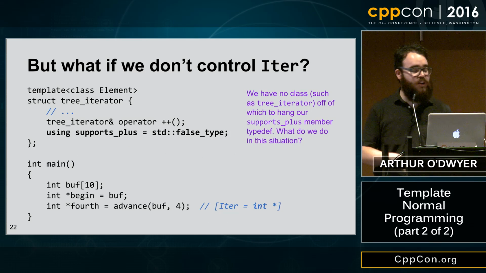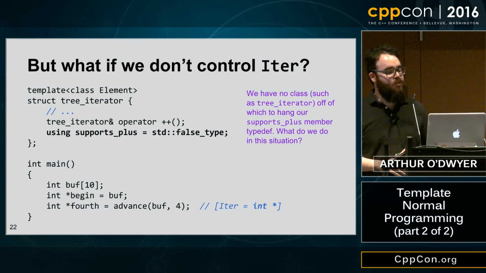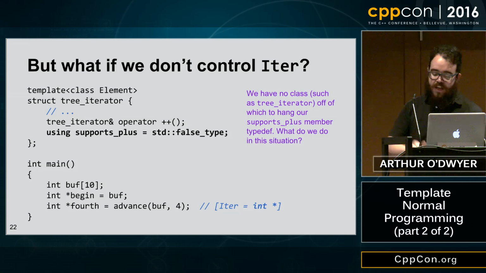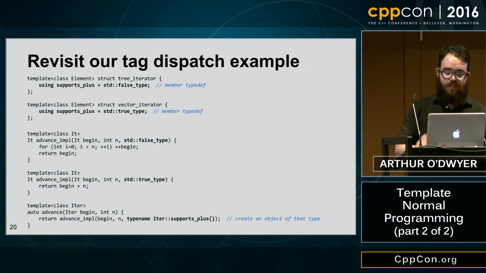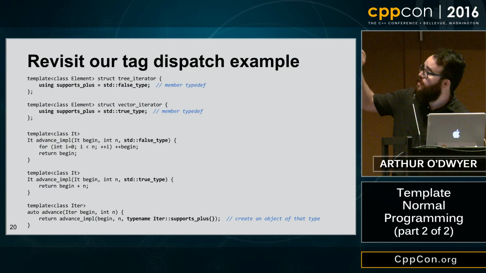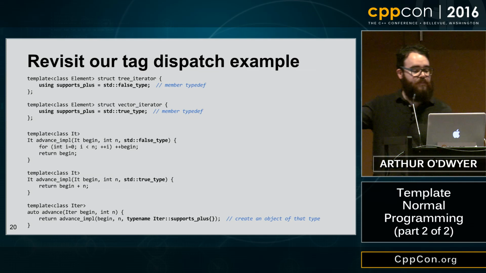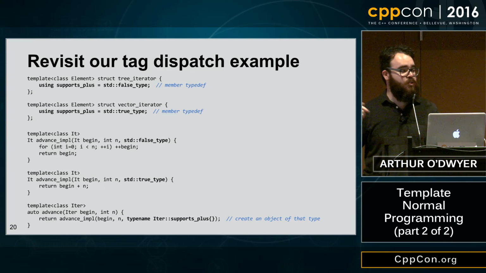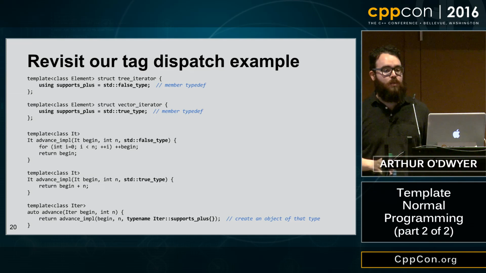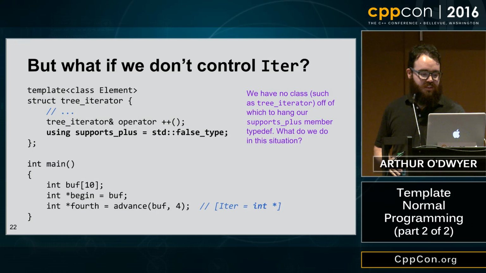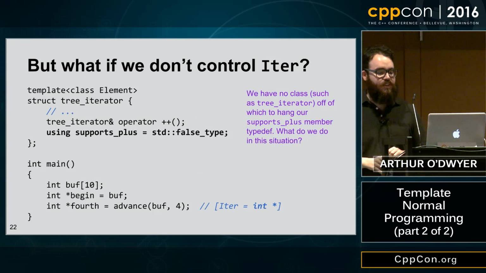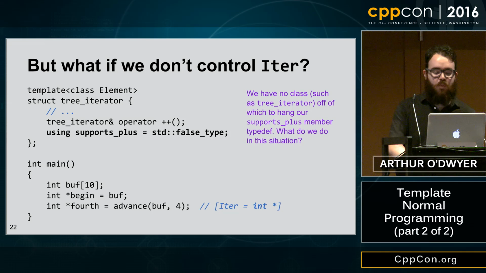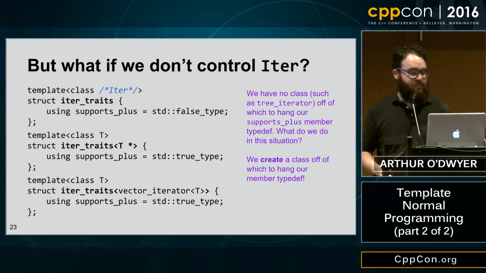Okay, so now you know everything there is to know about tag dispatch, except what if we don't control iter? Because this entire thing up here depended on my being able to insert this supports_plus member into tree iterator and vector iterator. What if I wanted to work with plain old pointers? Okay, we have no class off of which to hang our supports_plus member type diff. What do we do?